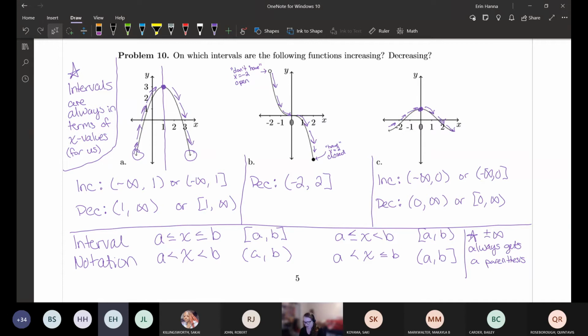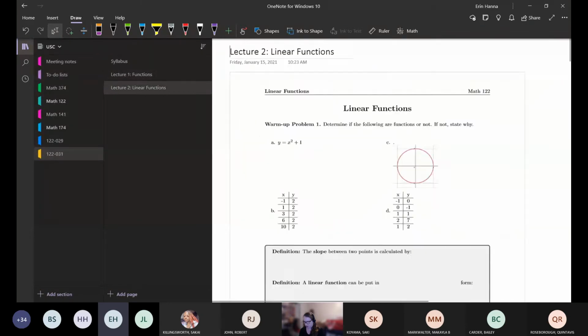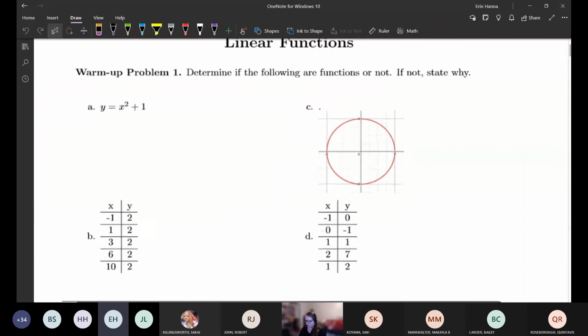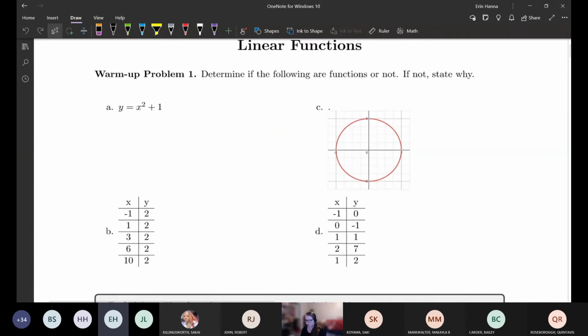All right. So then we're moving on to linear functions. Essentially what we did in the last section is we looked at functions in general, and now we're going to start building some specific types of functions. I'm actually going to skip this warm-up problem. We're going to leave that for Wednesday, which is our next class, which I'll talk about later.